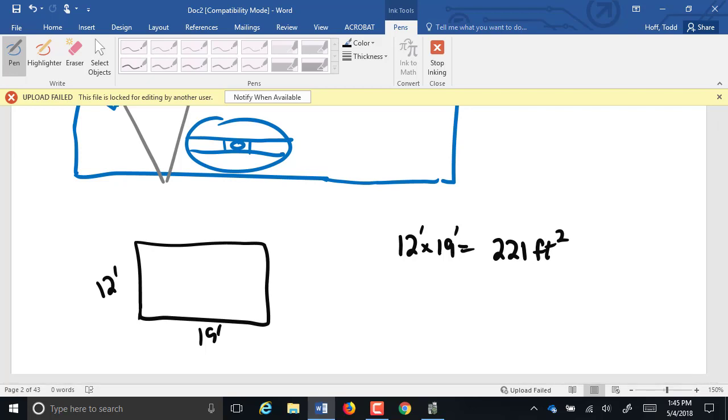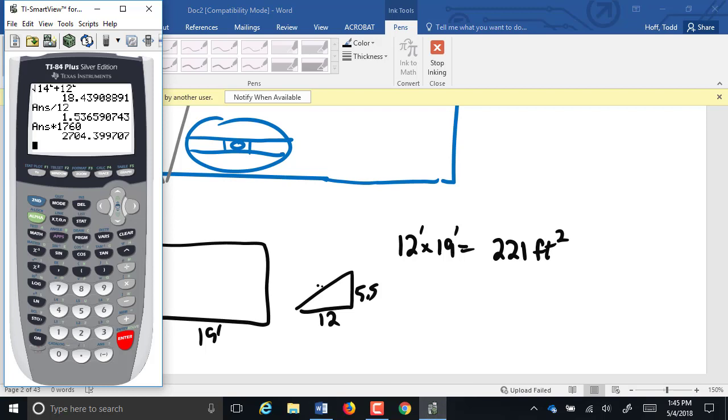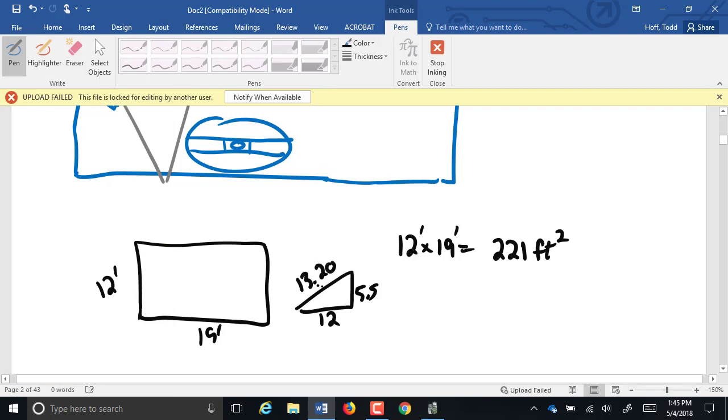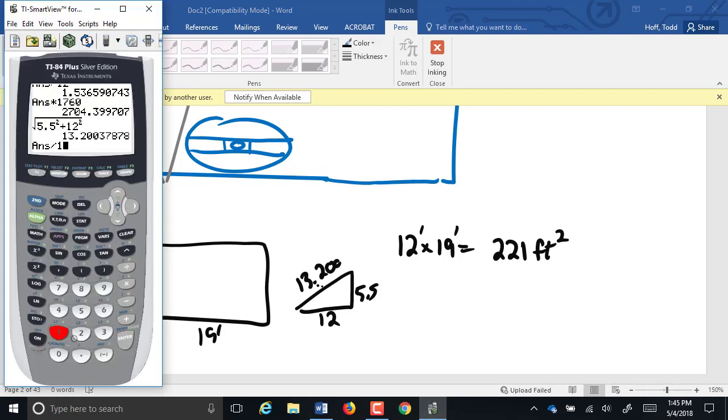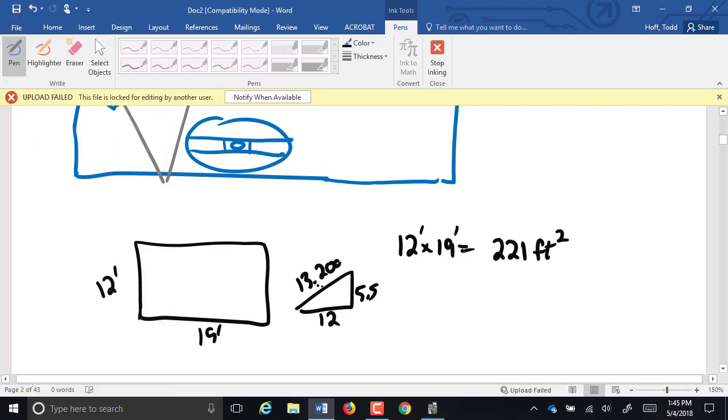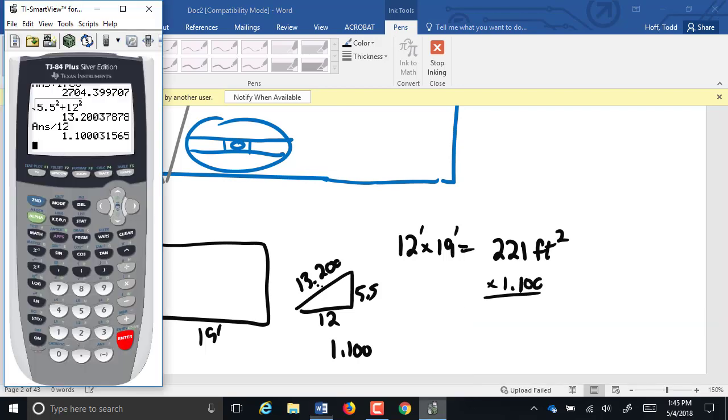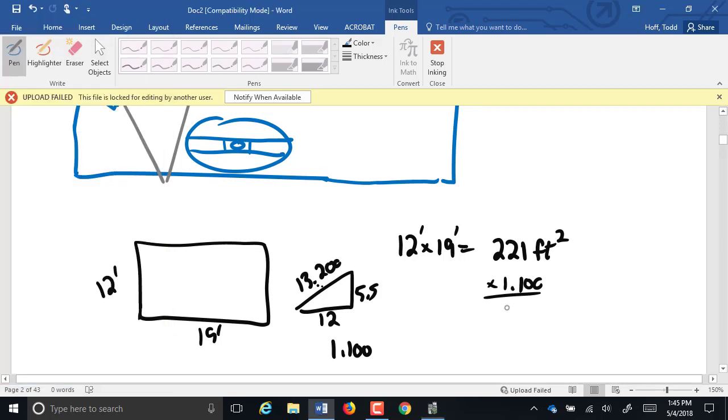250.8? Is that what Mason's coming up with? So we've got the 5.5 in 12 slope. So we're going to find this here. Square root, 5.5 squared plus 12 squared, 13.2, divided by 12, 1.1. So times 1.1 is our slope correction factor. And yes, 243.1 is what I get, square feet.